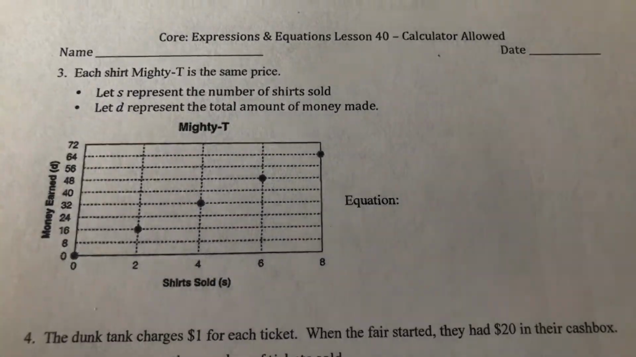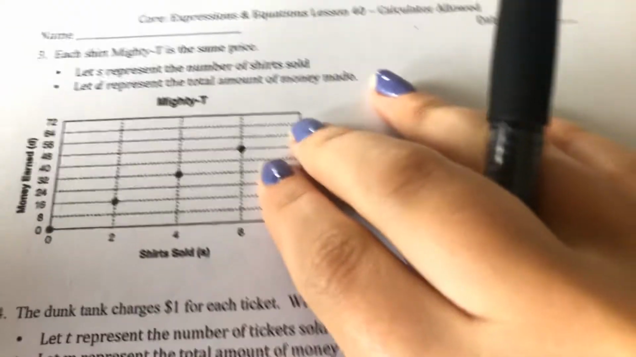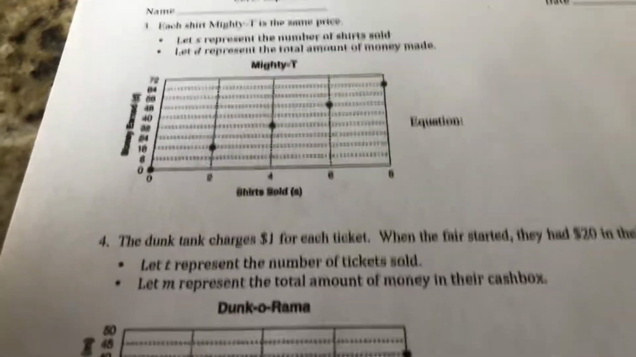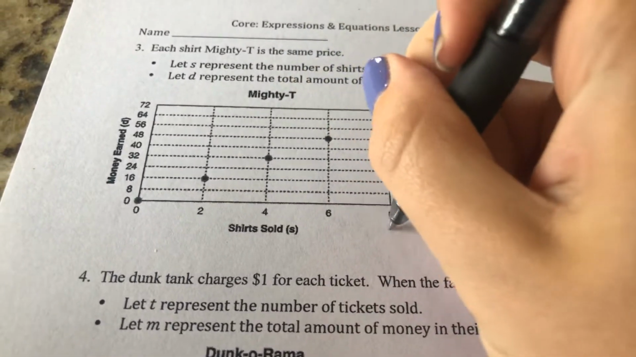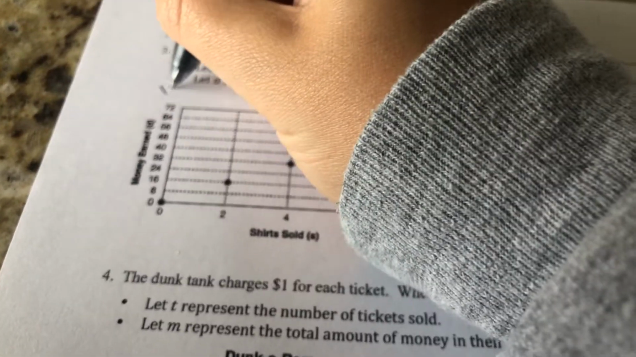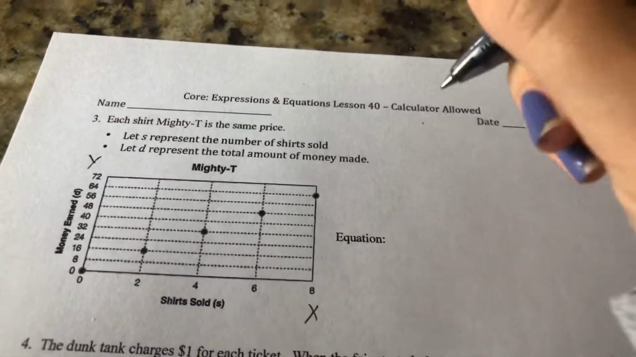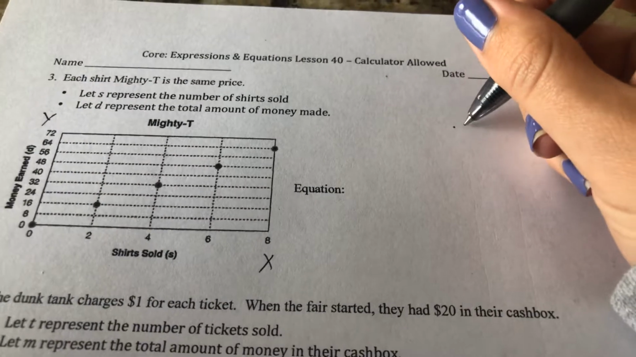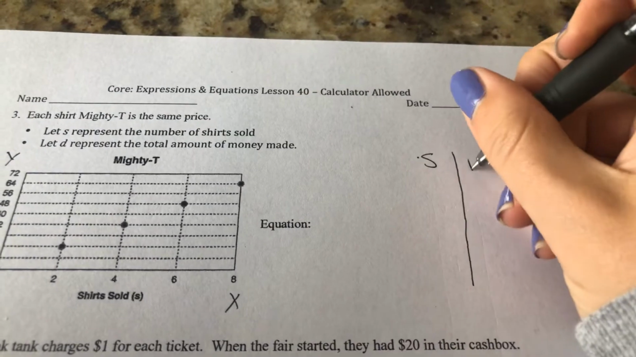So each shirt at Mighty T is the same price. Let S represent the number of shirts sold, and let D represent the total money made. So we've got our shirts sold on the x-axis and our money on the y. So I'm going to go ahead and draw the table, although let's squeeze it over here. So shirts sold is S, and money made is y.